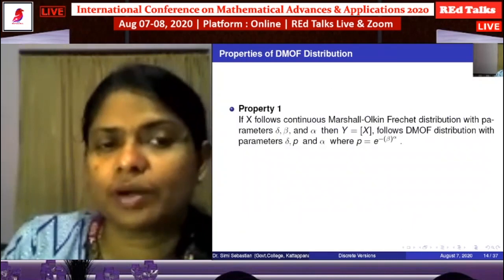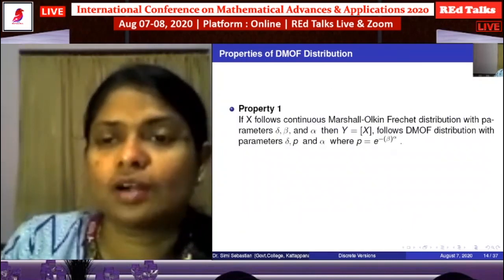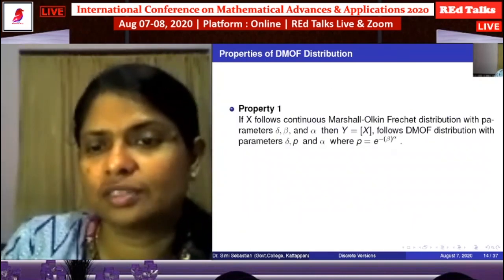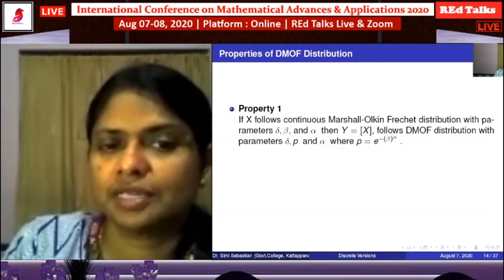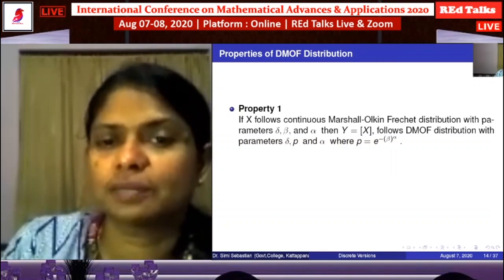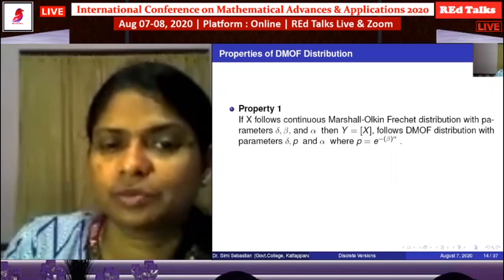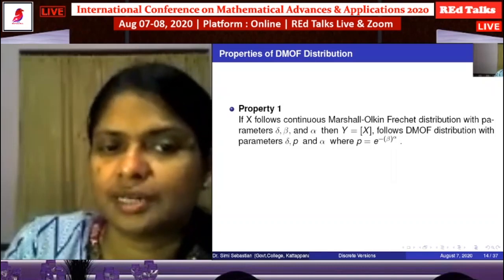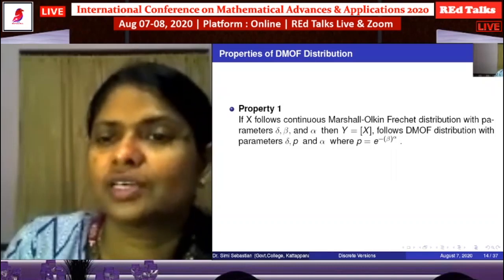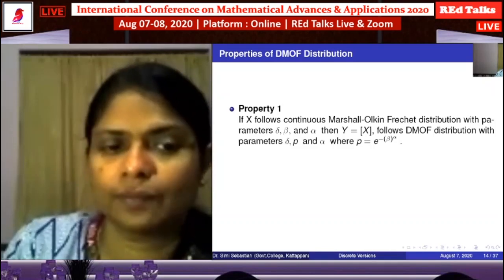Now we consider the properties. Property 1: if X follows a continuous Marshall-Olkin distribution with parameters delta, beta and alpha, then Y, the integer part of X, follows a DMOF distribution with parameters delta, p and alpha, where p is equal to e raised to minus beta raised to alpha.